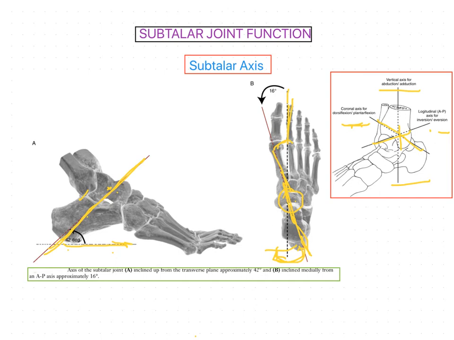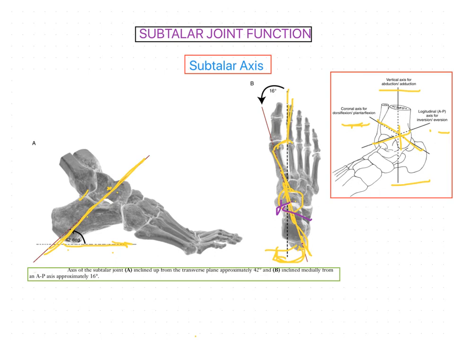Next, adduction is also going to take place. Calcaneal adduction. In which plane is adduction? Vertical plane. So still the axis is cutting all these planes, all these axes. So calcaneal inversion is taking place, and calcaneal adduction is going to take place.